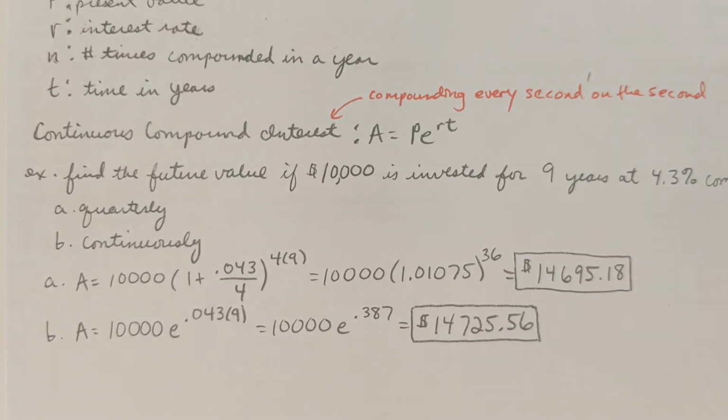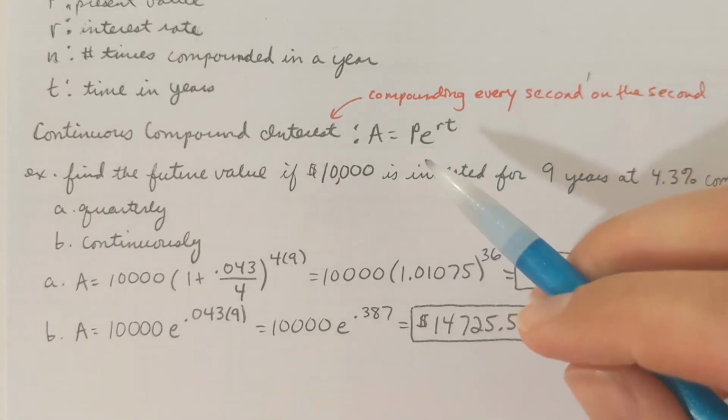Okay, and part B is 10,000. We're compounding continuously.